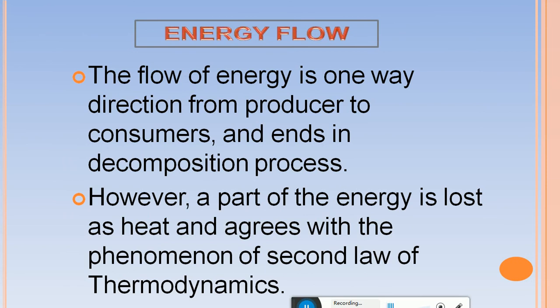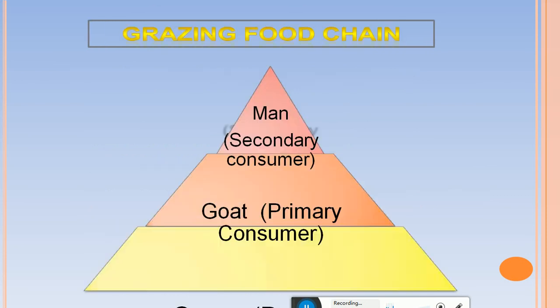The flow of energy is in one direction, from producers to consumers, and it ends in the decomposition process. However, a part of the energy is lost as heat, which agrees with the second law of thermodynamics. You might be knowing the laws of thermodynamics: energy can neither be created nor destroyed, but it can be transferred from one form to another. So the flow of energy always takes place from the producers to the decomposers. It is always a unidirectional flow.